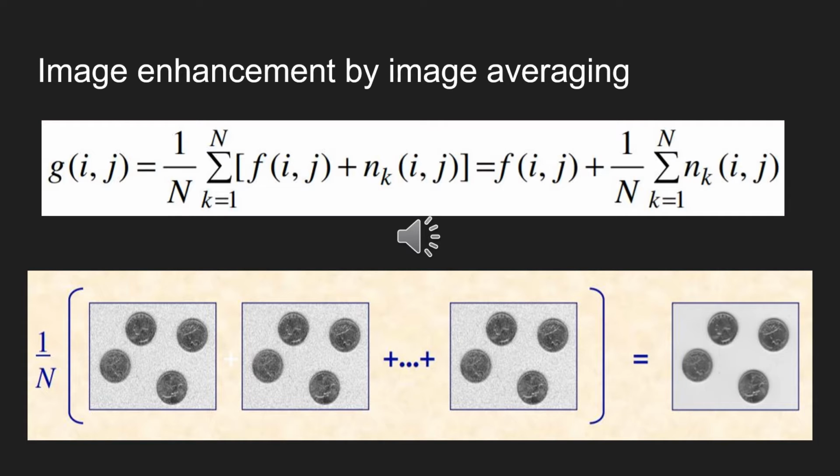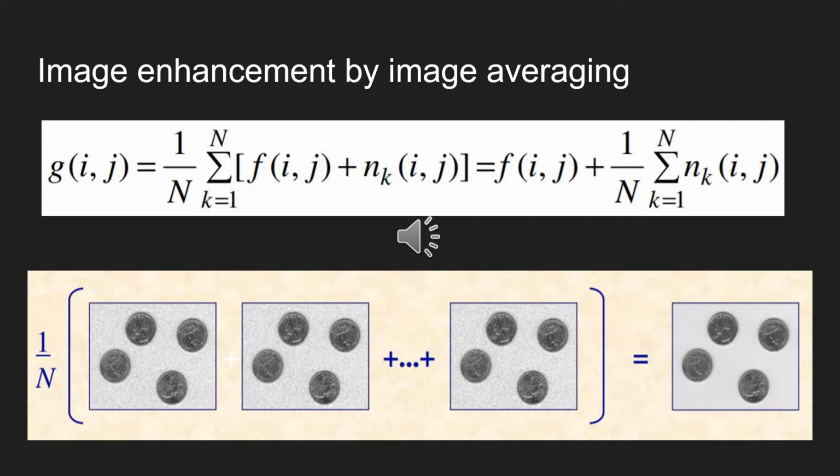In this slide, we'll learn about image enhancement by image averaging. At the bottom of the slide, you can see the result of applying this technique. On the left hand side we can see the initial image, but after averaging, the result is as shown on the right hand side. The initial image contained a lot of noise, but after it has been averaged, it contains less noise.